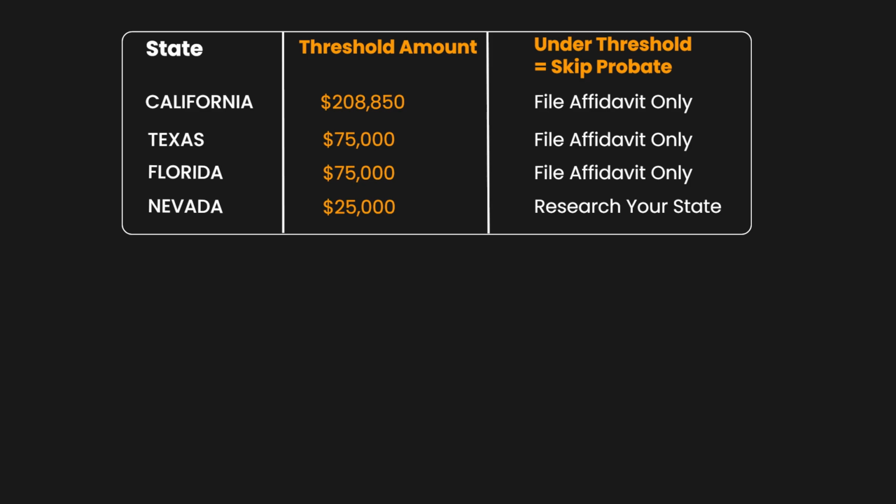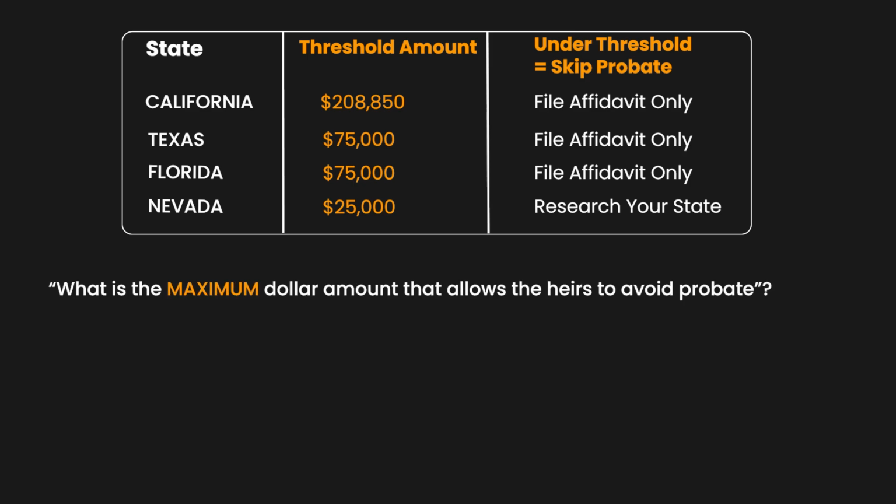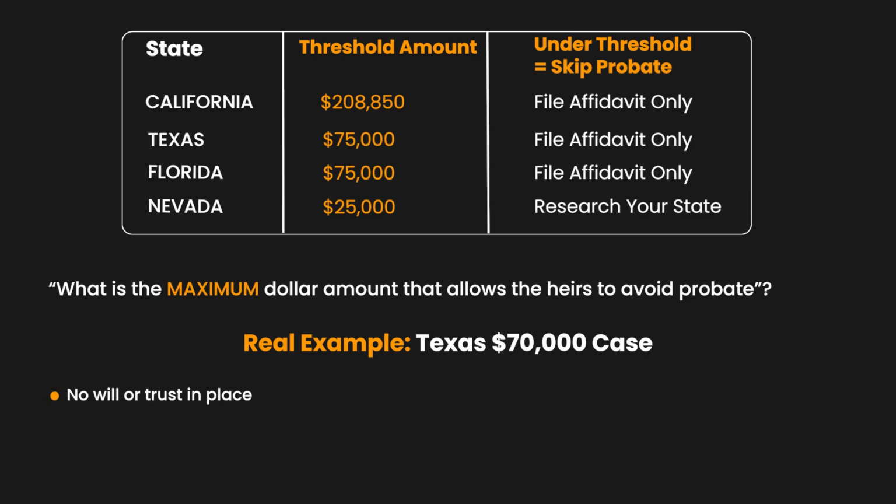Every state has its own threshold, and every time you enter a new state, the first thing you want to find out is, what is the maximum dollar amount that allows the heirs to avoid probate? Because if the overage falls under that number, you've got a clean, fast case on your hands. So let's say you're working a case in Texas. The overage is $70,000. There's no will or trust in place. The father passed away, the mother is gone too, and there are two children. Those two children can fill out a 2-page affidavit, get it notarized, and with a little bit of court work, you can have this case closed in weeks.